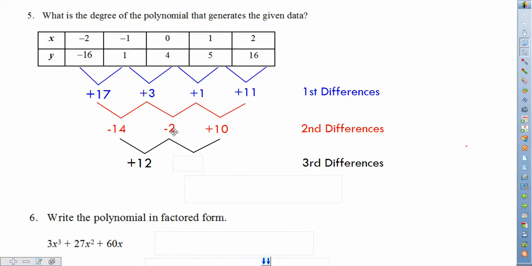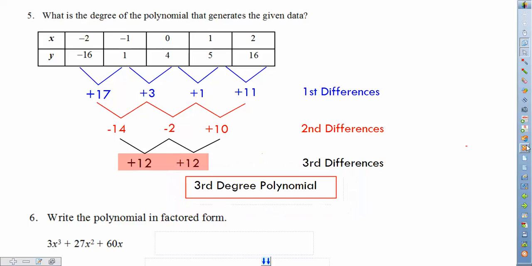And then number line again, if I was to go from -2 to a positive 10, that's an increase of 12 once again. Awesome. So since those third differences give us the same amount, identical amount, we are now able to say that this is indeed a third degree polynomial. Okay? Also known as a cubic function.